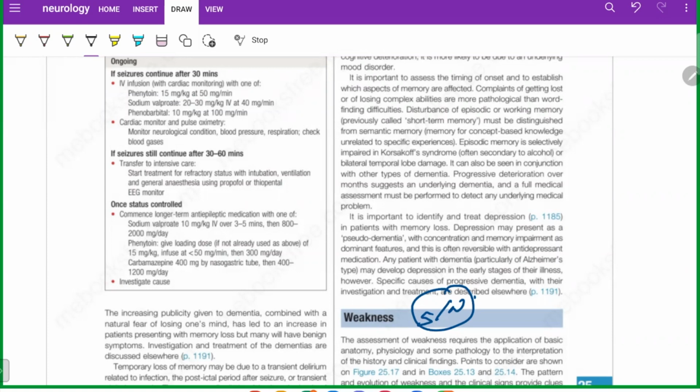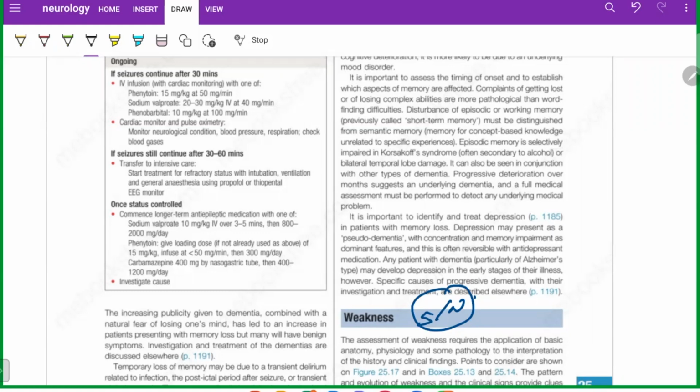இதுதான் நீங்க வச்சுக்க போறீங்க. இந்த protocol தான். அதுக்கப்புறம் monitor the neurological conditions எல்லாமே பார்க்குறீங்க. Unfortunately 60 minutes வரைக்கும் if it is going to continue, transfer the patient to ICU, start the treatment for refractory status with intubation, ventilation, general anesthesia.